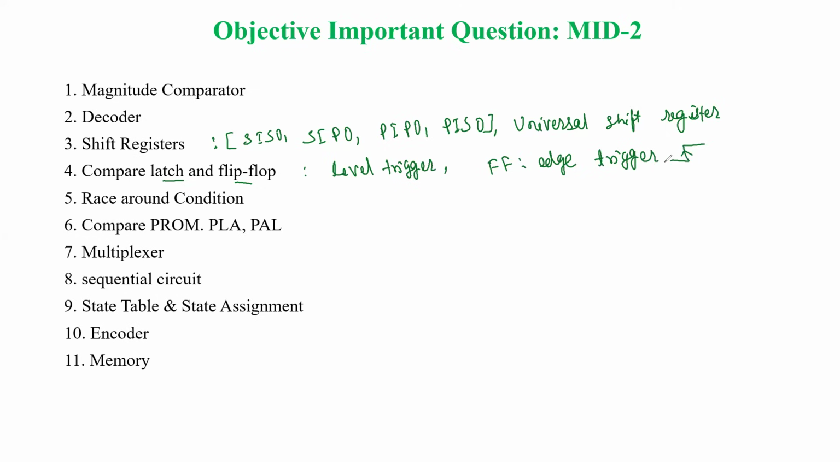When triggering takes place when there is a change from 0 to 1, it is positive edge trigger. When triggering takes place when it is changing from 1 to 0, then it is called negative edge trigger. Next, we have the race around condition.